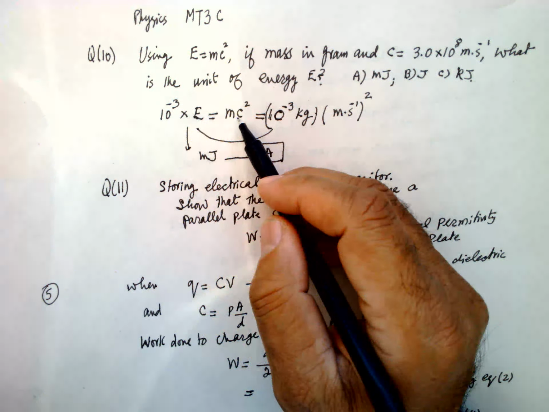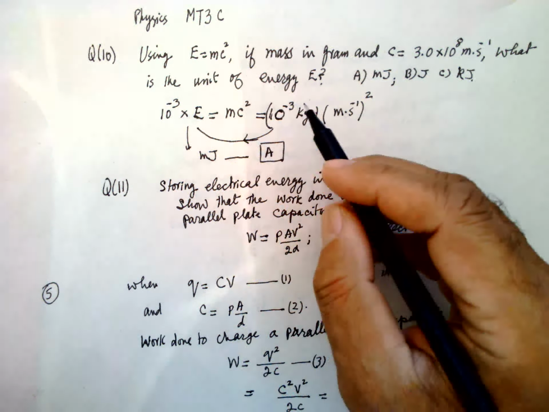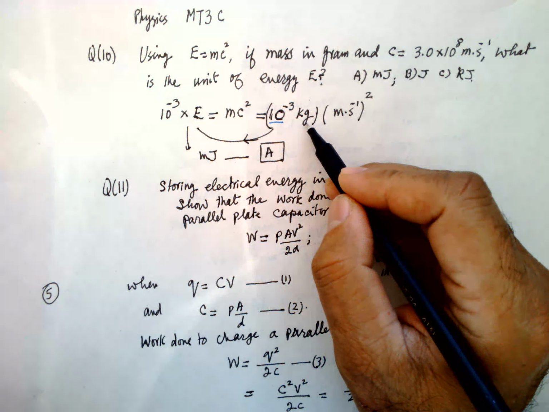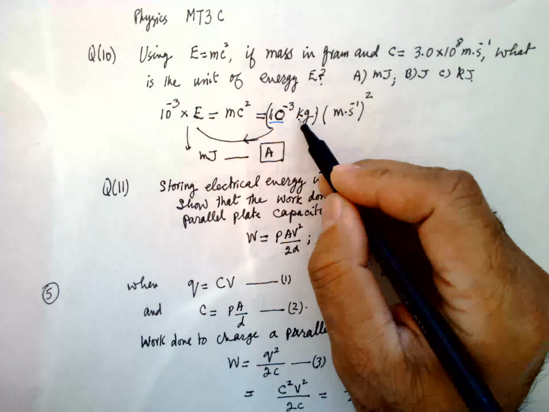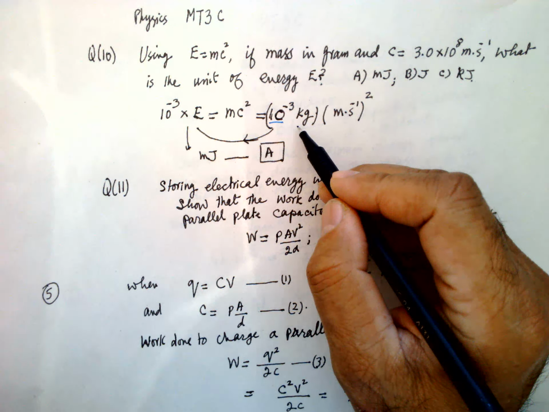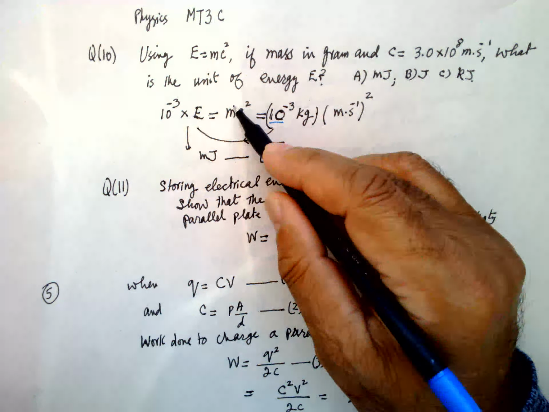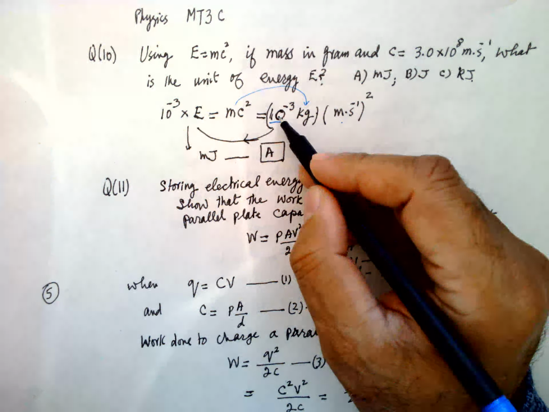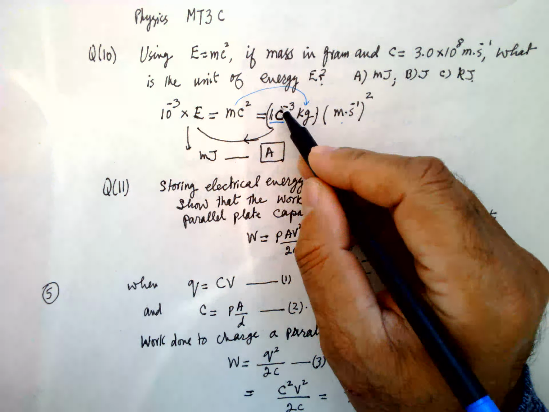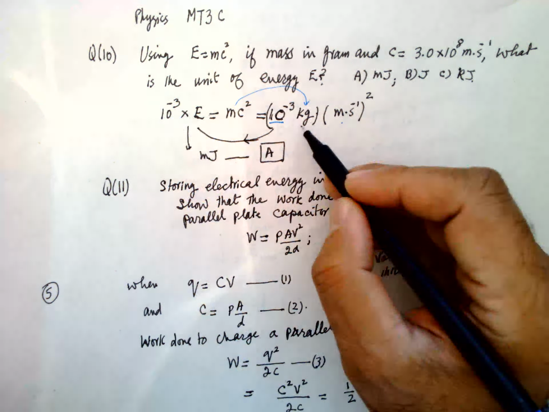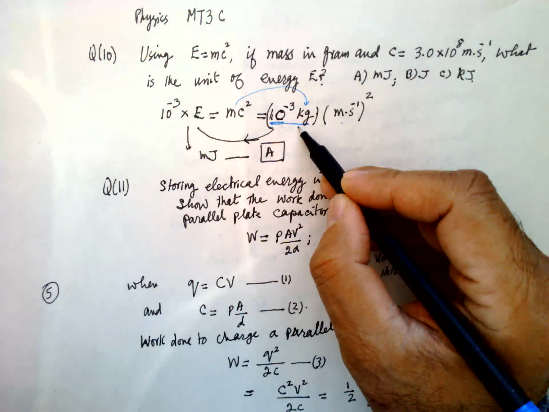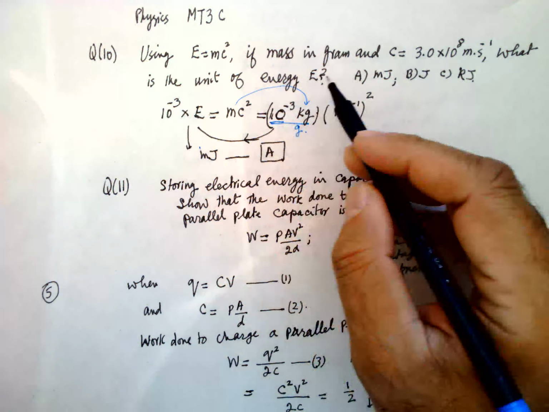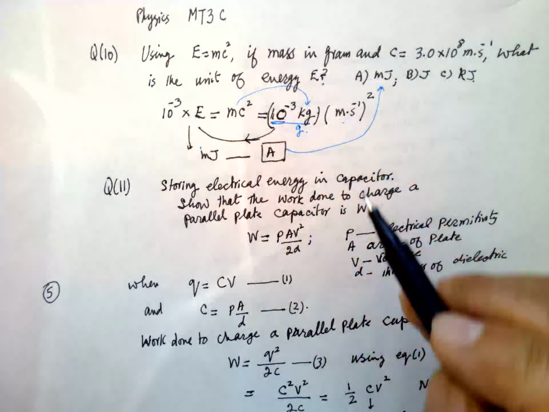So E is equal to mc square. It should be in kilogram, so this is kilogram and this is meter square. Multiply both sides by 10 power minus 3, 10 power minus 3, 10 power minus 3. This one is now in grams, so this is in millijoule. So the answer is A, millijoule.